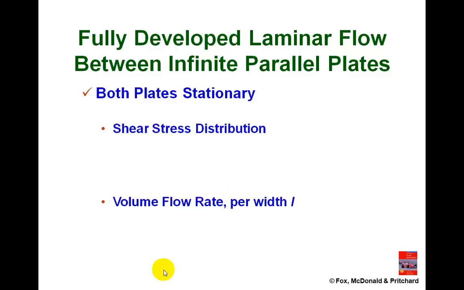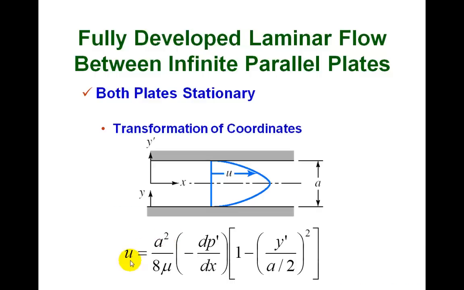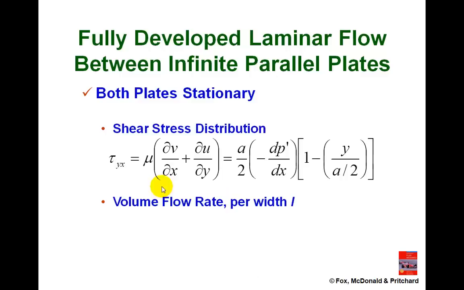Now we should take a look at shear stress and flow rate. These are very useful formulas that can be derived from this velocity profile. So the shear stress that we're interested in is tau yx, that is tau on a y-facing plane giving a force in the x direction. For a Newtonian fluid, that's viscosity times dv dx plus du dy, and then the only term that shows up for fully developed flow is du dy because v is 0.